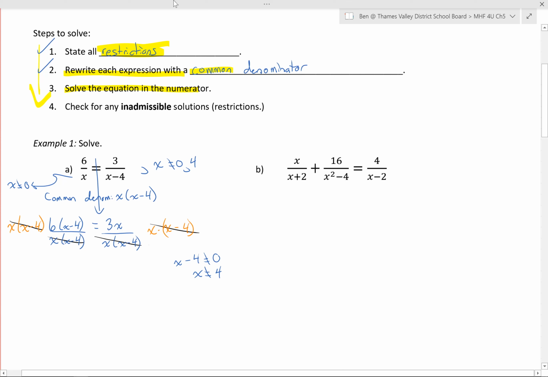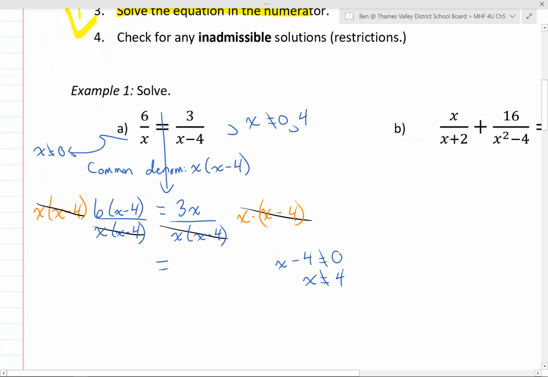Really, what I can do, once I get a little bit more used to this, is I can just realize that I will be multiplying both sides by that common denominator, so I can rewrite this equation without the denominators. So I could write 6 times x minus 4 equals 3x. All of a sudden, this problem looks far simpler, right? It's nice and straightforward. That is 6 times x minus 24 equals 3x. I can rearrange that, subtract 3x from both sides. I'm working with 3x on the left-hand side.